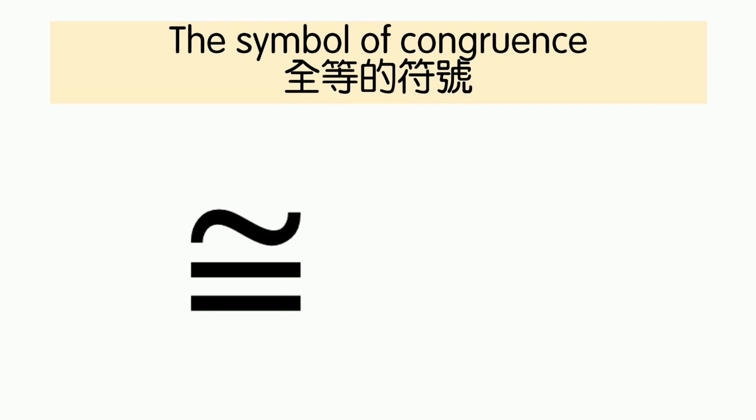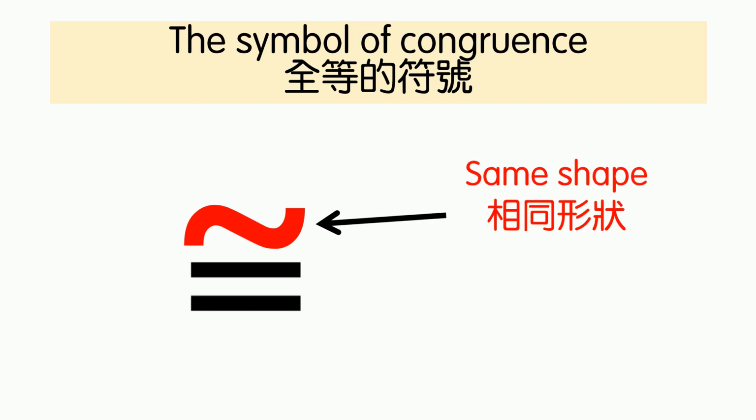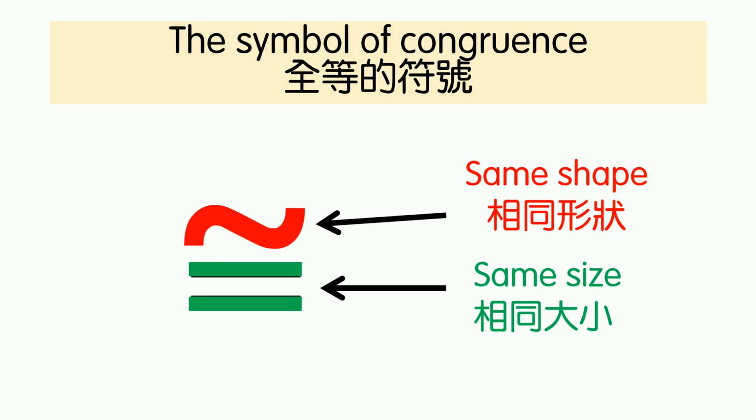This here is the symbol of congruence in mathematics. The squiggly line on top means that they have the same shape. The bottom part here means that they have the same size.